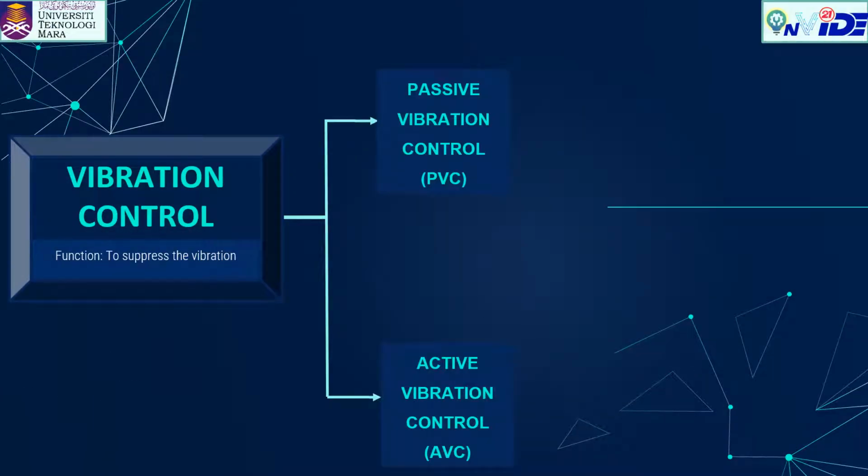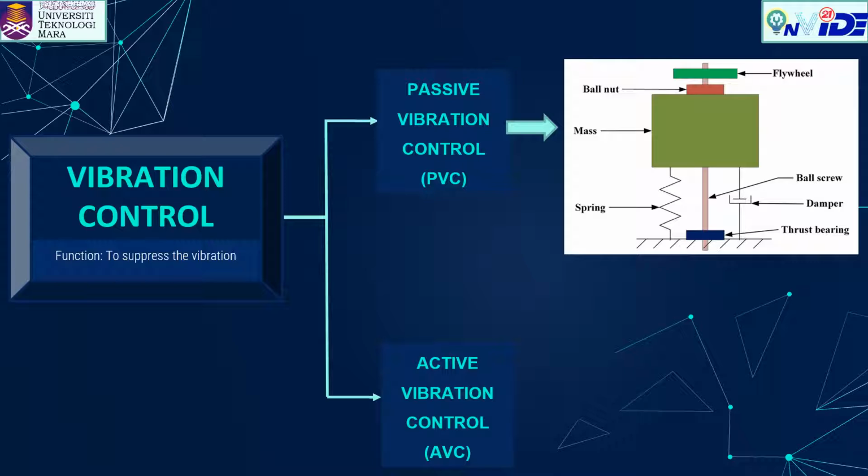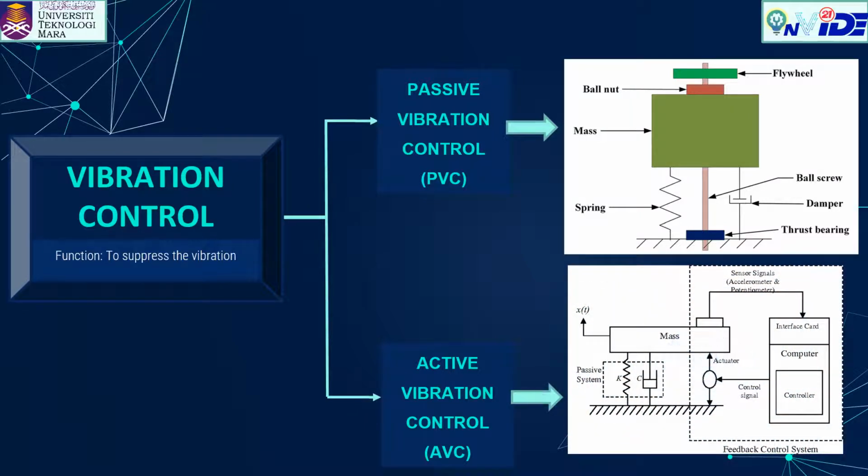Passive and active vibration control are two types of control strategy utilized in industry, where PVC applies mechanical devices such as damper and spring. This technique is only suitable for high-frequency applications. In contrast to PVC, AVC is used to reduce the vibration at low frequency, utilizing electronic devices such as sensor and controller.